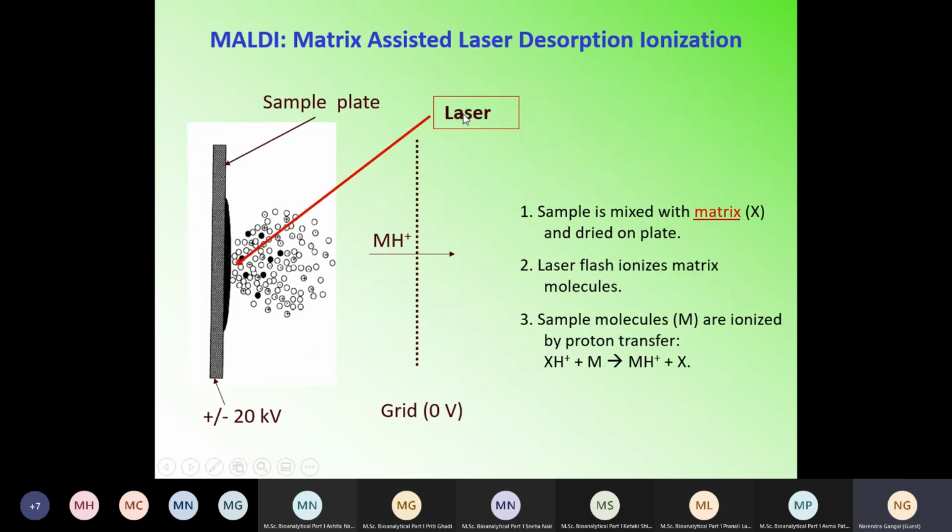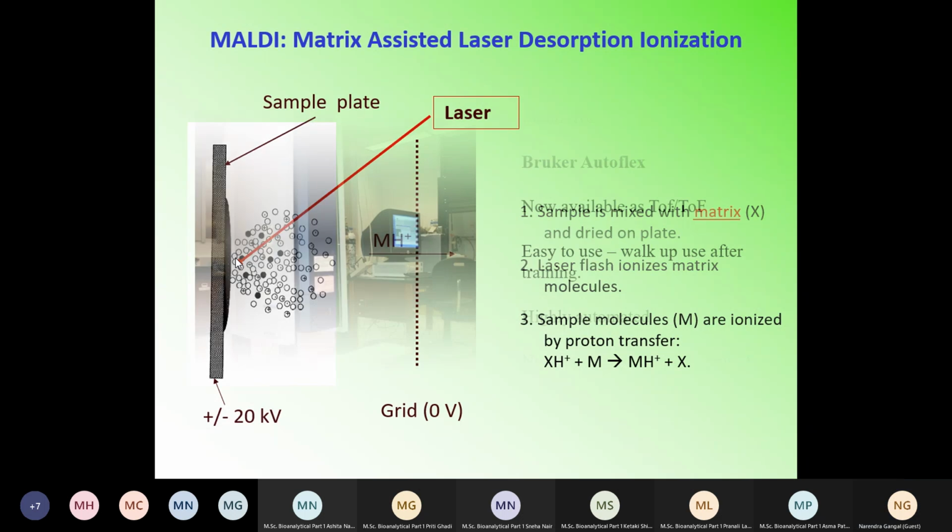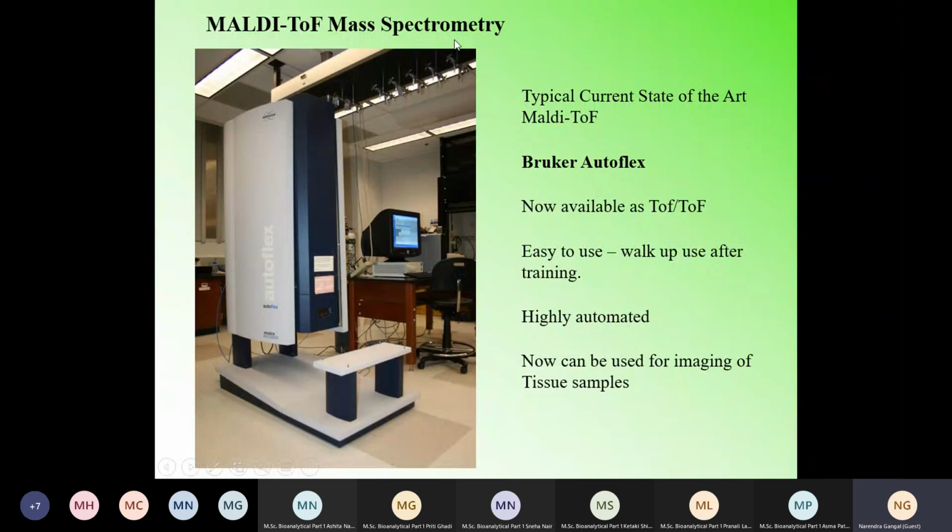Again, the sample is mixed with the matrix and dried on a plate. Laser flash ionizes the matrix molecules. Sample molecules are ionized by the proton transfer, and you get MH plus. So this is the plate or the grid where my MH plus will be extracted, and this portion will be my mass analyzer portion. This is my sample plate. So this is a typical MALDI-TOF mass spectrometer.